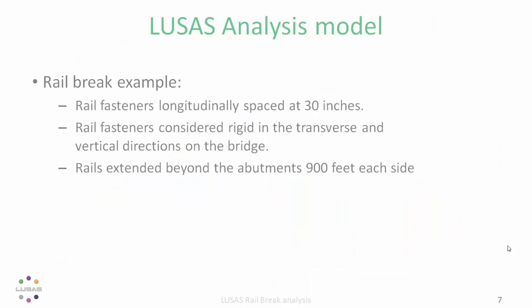In the example, we have rail fasteners longitudinally spaced at 30 inches, and they're considered rigid in the transverse and vertical directions on the bridge, and the rails are extended beyond the abutments 900 foot each side. We will look at temperature differential of 70 degrees Fahrenheit in the rail and 20 in the deck, down to minus 125 degrees in the rail and minus 55 in the deck.